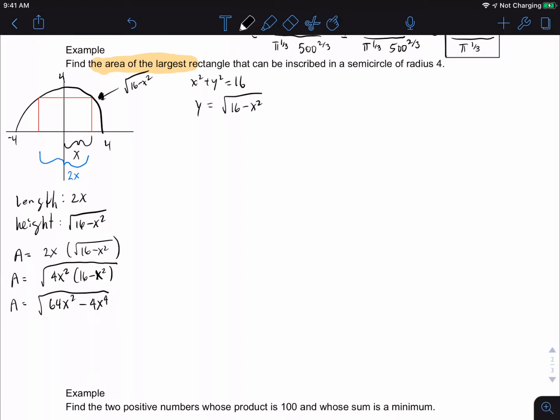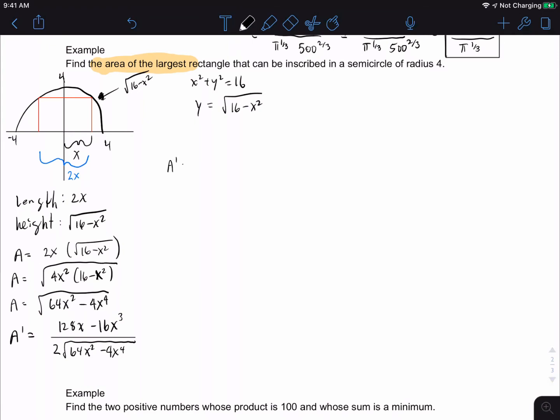Okay? And when I take the derivative of this thing, I'm going to take the derivative of the outside. So I'm going to get a 2, and then that guy's going to come down as 64x squared minus 4x to the fourth. And on top, I'm going to get 128x minus 16x to the third. Are you guys following that? Okay, cool.